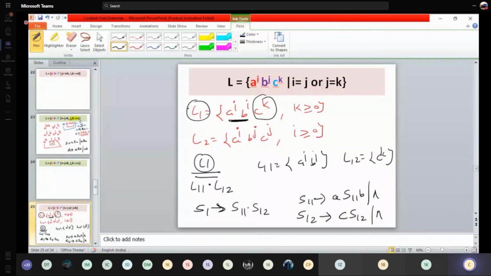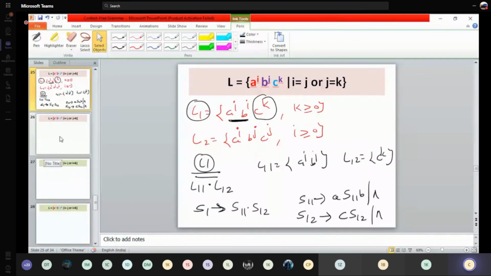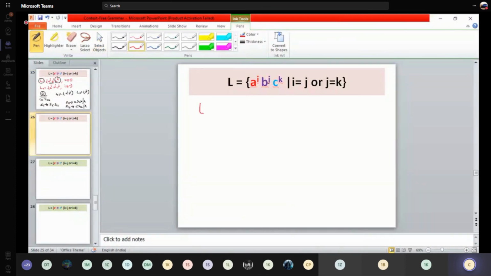Now similar to that we have to write for the L2 language. So let us analyze L2. It is a raised to i, b raised to j, c raised to j. Again this L2 is a combination of two languages: a raised to i, which is independent, and b raised to j, c raised to j. So we can say it is L21 and L22.